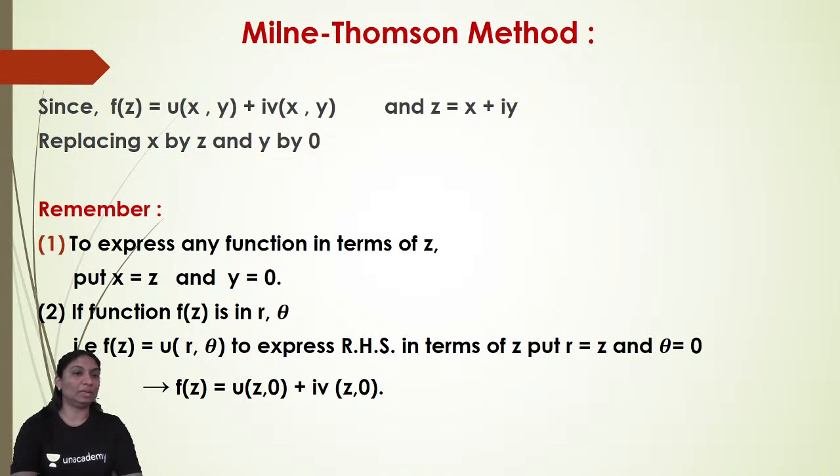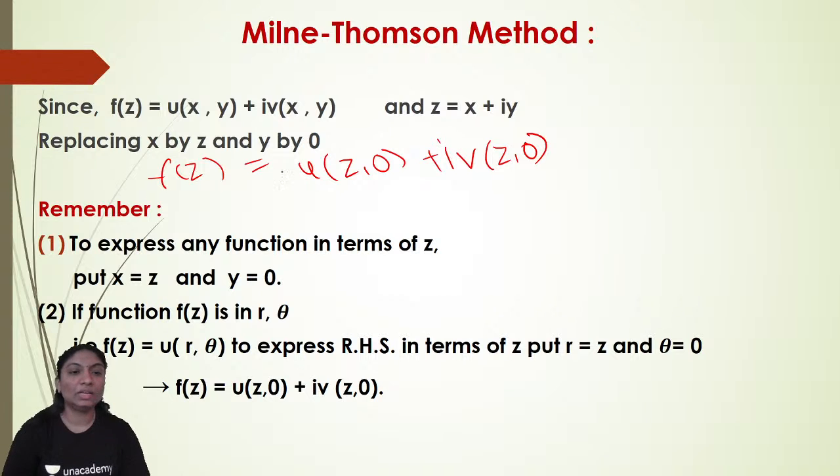Now, Milne-Thomson method. What do you mean by the Milne-Thomson method? Whatever f of z is given, f of z is equal to u of x,y plus i v of x,y, and z is equal to x plus iy, replacing x by z and y by 0. So you can write f of z is equal to u of z,0 plus i into v of z,0. So your f of z becomes like this.